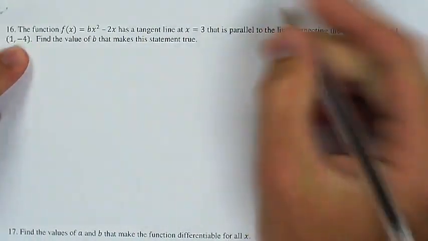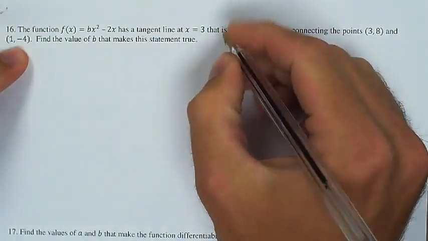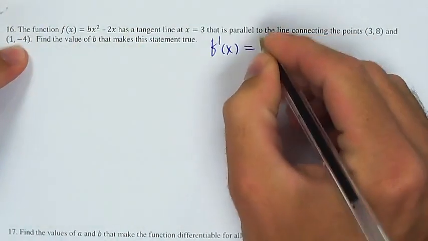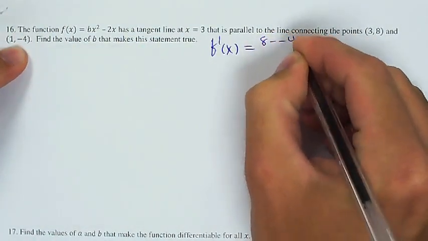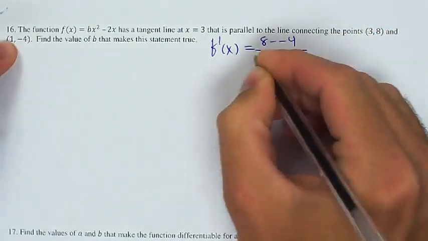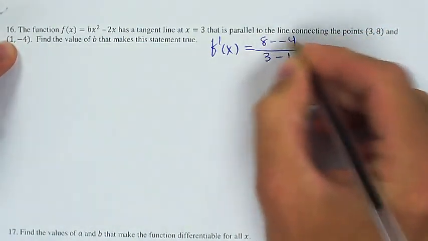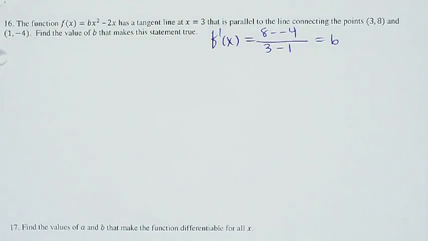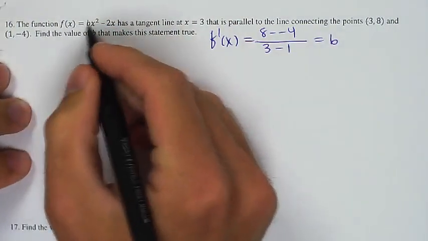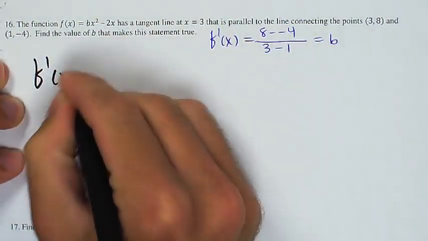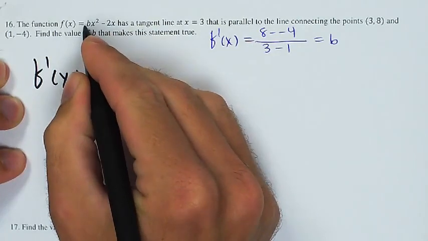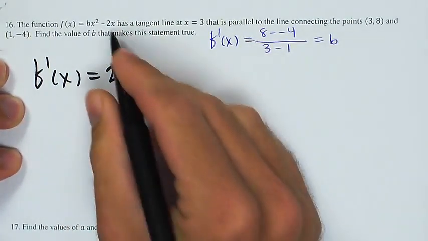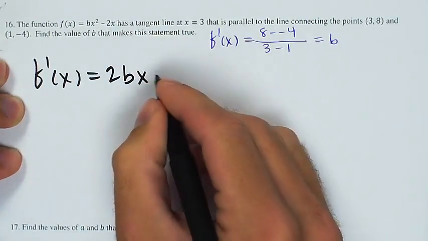So I need to be finding out the slope. Basically f prime of x needs to equal 8 minus negative 4, y2 minus y1, divided by x2 minus x1, 3 minus 1. So you got 12 divided by 2, that's 6. So I'm just looking to solve the equation f prime of x equals 6. First I need to take the derivative of f to get f prime of x. f prime of x is going to be 2 times b times x to the first, so 2bx. And then the derivative of negative 2x is going to be negative 2.